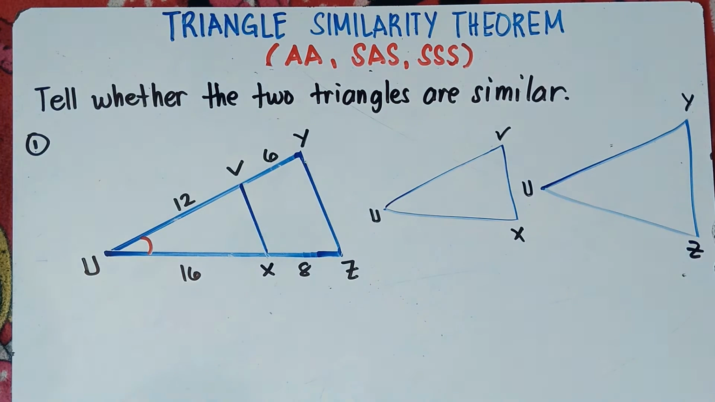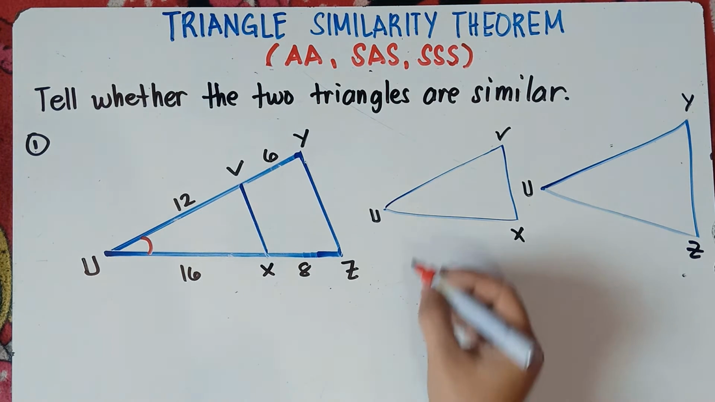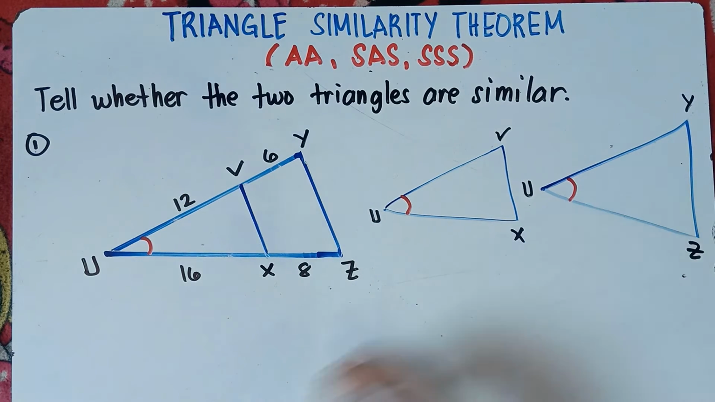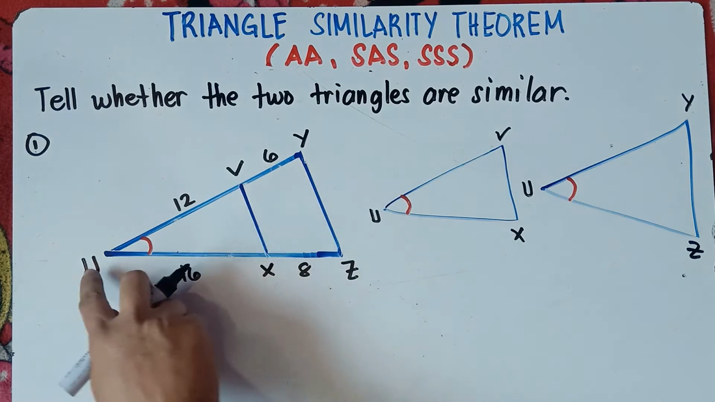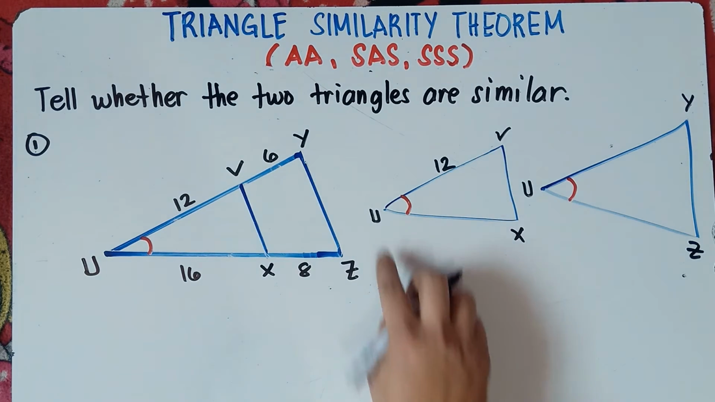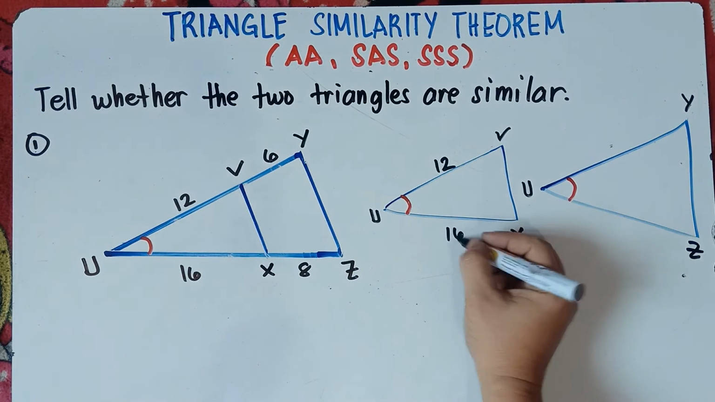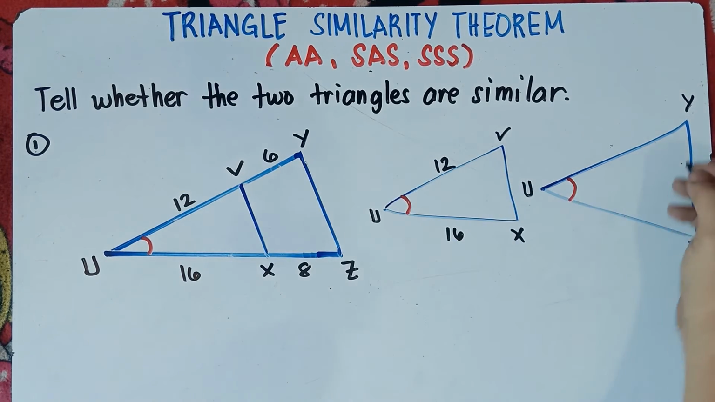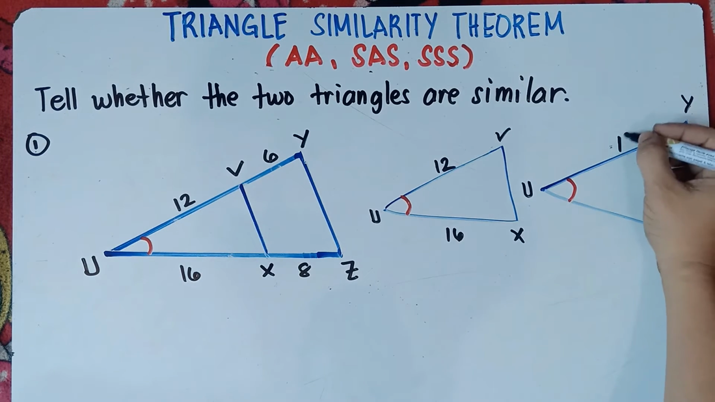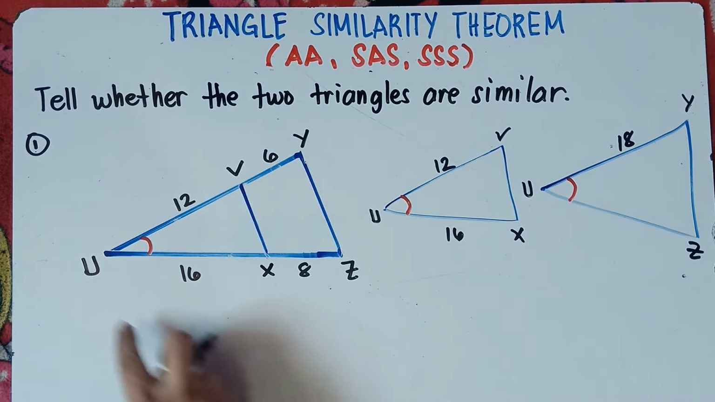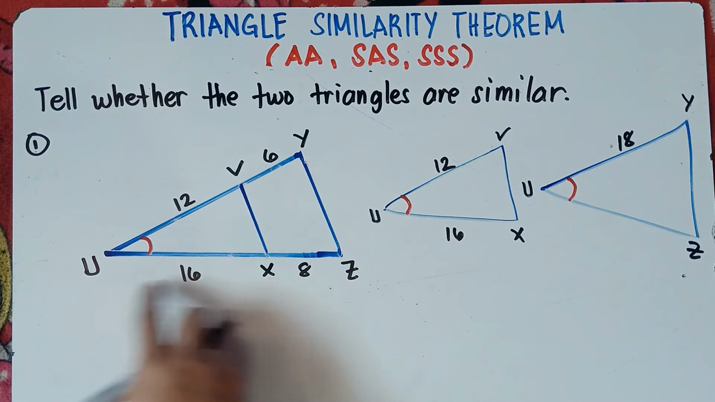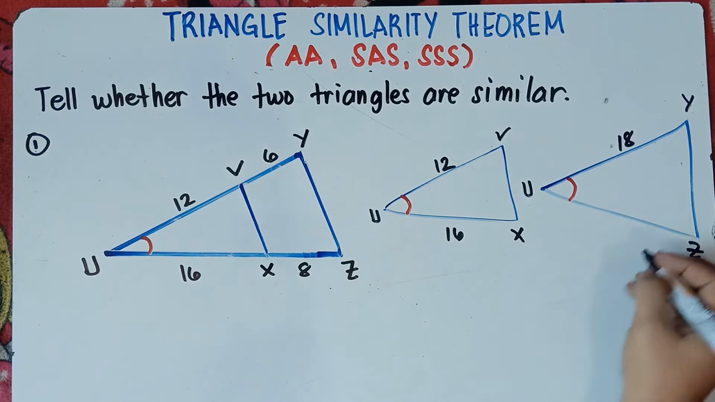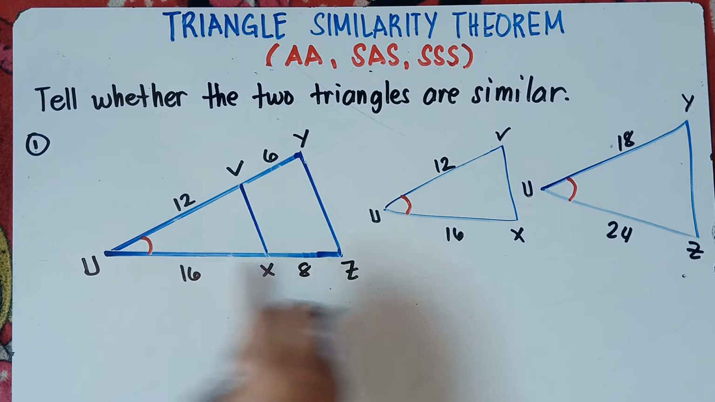UYZ. Of course, U will be the included angle because it is in between these two sides. Okay, U is the included angle. From U to V, that is 12. Then U to X, that is 16. So therefore, from U to Y, 12 plus 6, that would be 18. U to Y. And for U to Z, if this is 16 for U to X, and X to Z is 8, so 16 plus 8, that is 24 from U to Z.